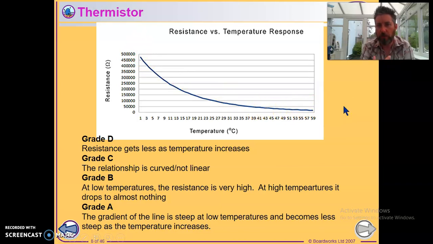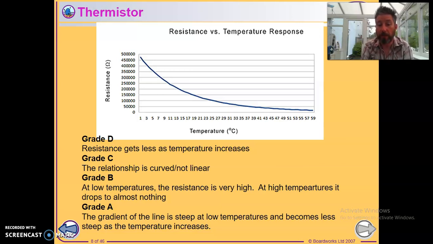So you're not asked to explain why, but if you're asked to explain what the graph looks like or describe the graph, that's what you need to get in. Okay, the resistance decreases as the temperature goes up, but not in a linear way. The line of best fit is a curve. So at the start, at low temperatures, the resistance is very high. At high temperatures, it's very low.